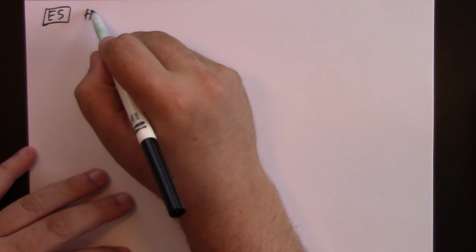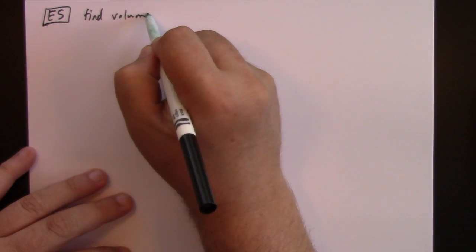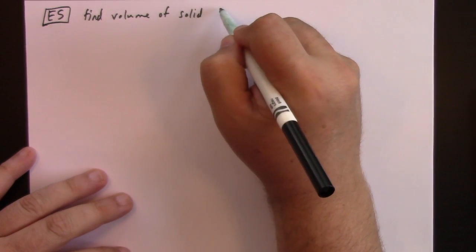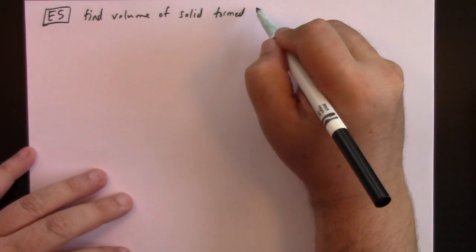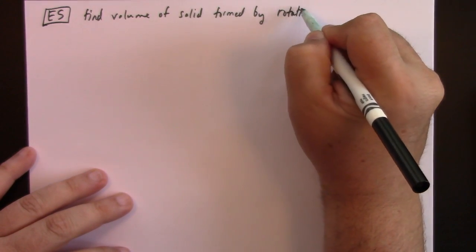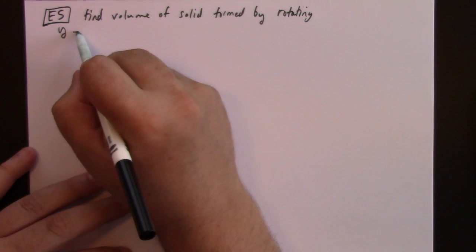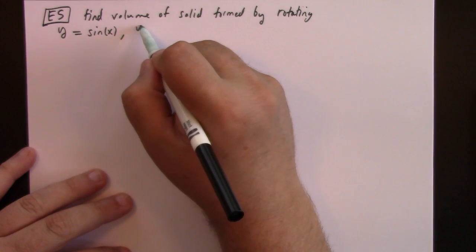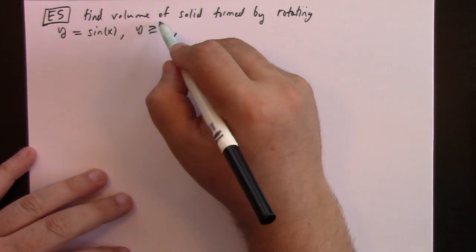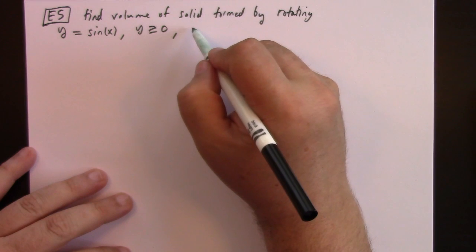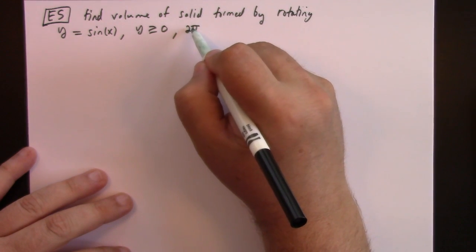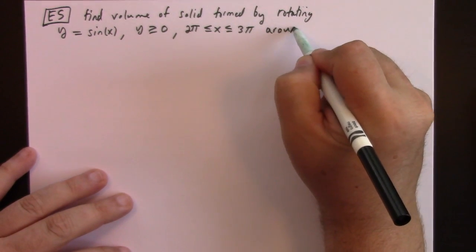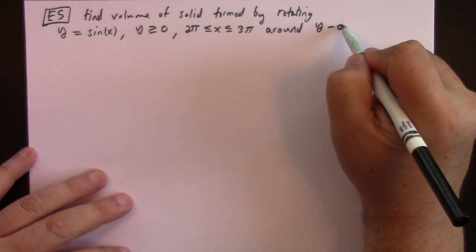Suppose you want to find the volume of the solid formed by rotating, let's say, y equals sine x, for y greater than or equal to 0. I mean, I guess I don't really need that if I tell you what I'm about to tell you, which is that 2 pi is less than or equal to x less than or equal to 3 pi, around the y-axis.